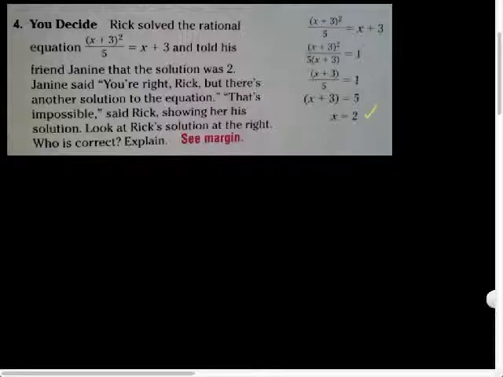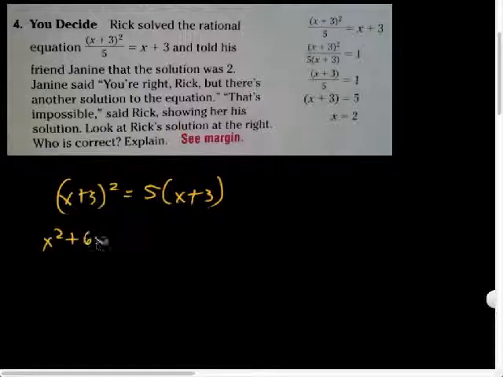Now, the situation that occurred was in the dividing by this and canceling out, he actually eliminated one of his potential solutions. The way you're supposed to solve this is multiply both sides by the LCD, where I would end up having multiplied both sides by 5. I would have gotten x plus 3 all squared equals 5 times x plus 3, right? And then I could FOIL this out. X squared plus 6x plus 9 equals 5x plus 15.